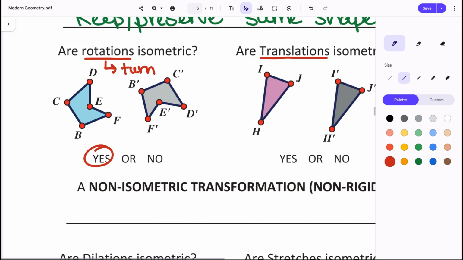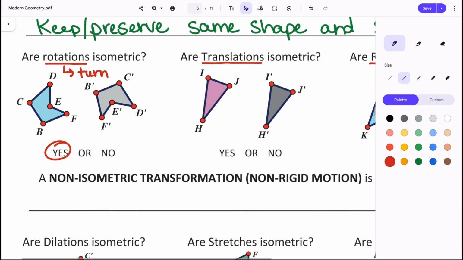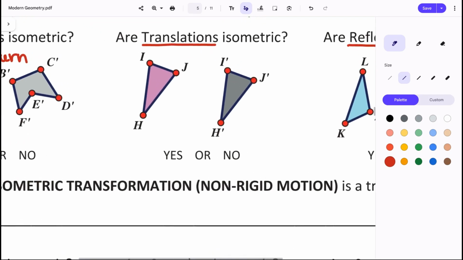Okay, the second type of an isometric transformation is called a translation. So look at these two triangles that I have up here. This one's different than the rotation. It doesn't look like the triangle got turned at all. Would you guys agree with me? They're kind of staying in the same position. What it looks like happened is maybe they just took that shape and they pushed it.